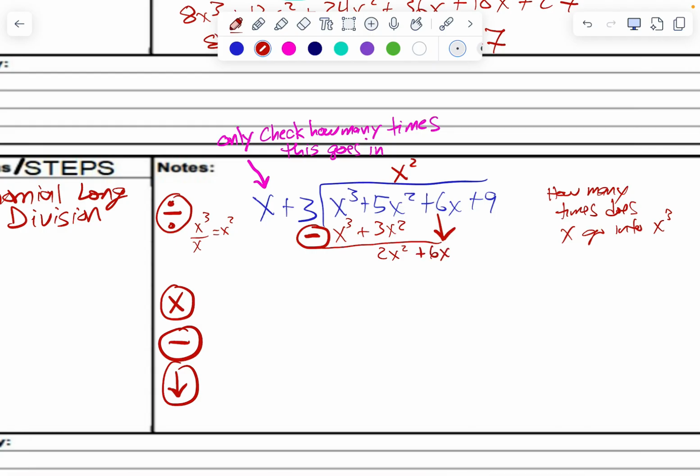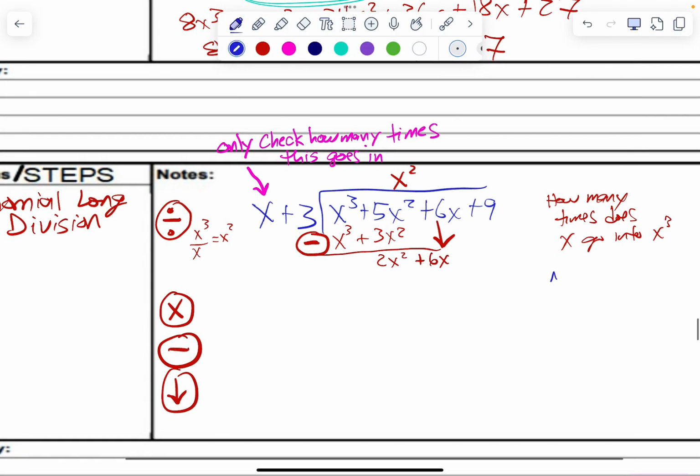And we start over. Okay, so second round, what's our question to start over again with division? Obviously, you won't be writing the question off to the side, but I'm doing it for notes so you can go back and look. How many times does x go into x squared?